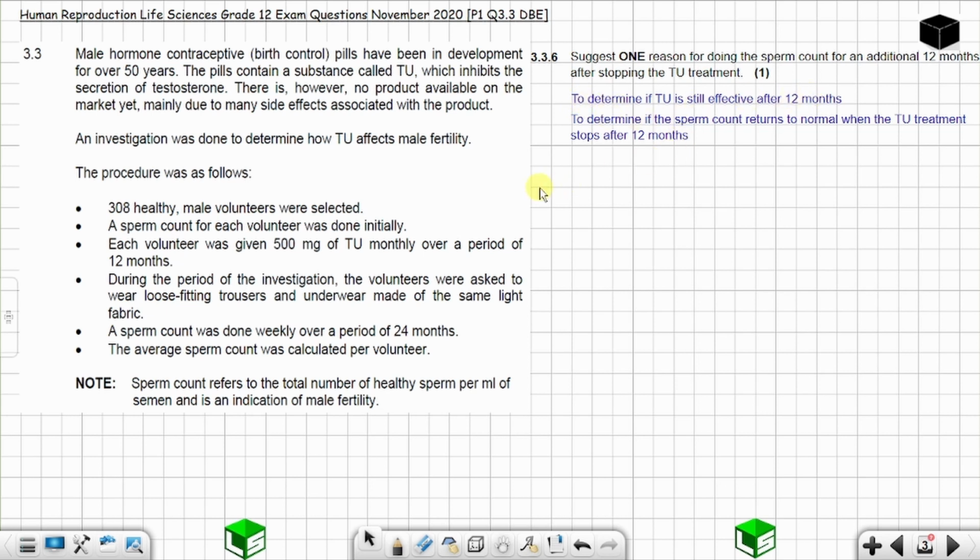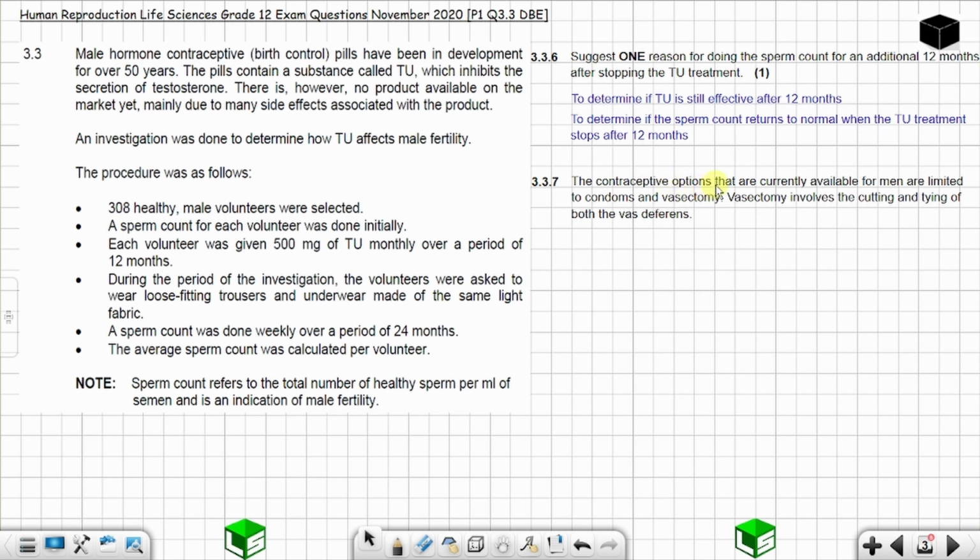Okay, now question 3.3.7, the contraceptive options that are currently available for men are limited to condoms and vasectomy. Vasectomy involves the cutting and tying of both the vas deferens. Okay, explain how a vasectomy prevents pregnancy. This question is 2 marks. You have to remember that the vas deferens is also known as the sperm duct.